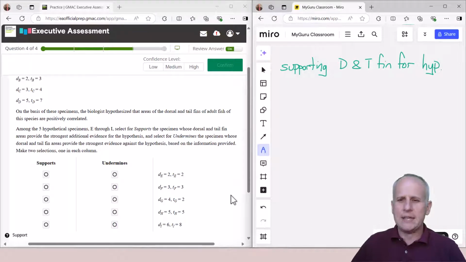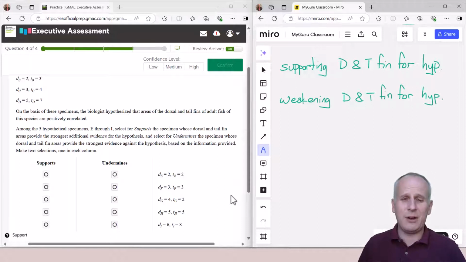which functions as the hypothesis. So then we keep on reading the question, and it says, and select for undermines the specimen whose dorsal and tail fin areas provide the strongest evidence against the hypothesis. So we're looking for the weakening D and T fin for that same hypothesis.